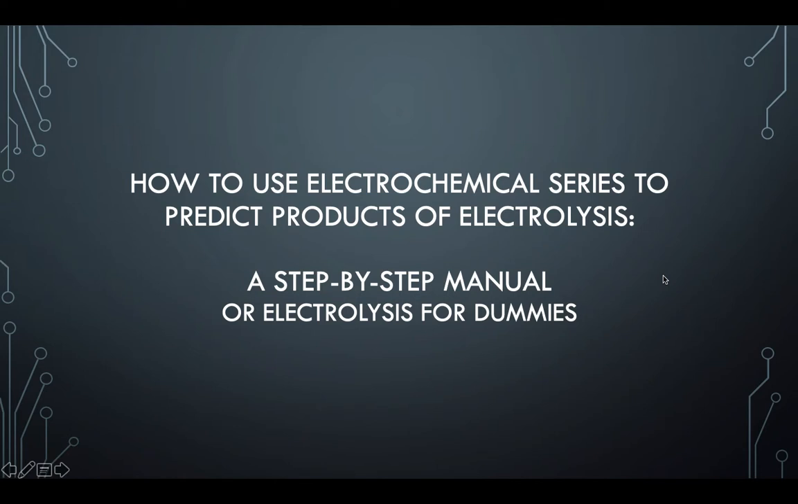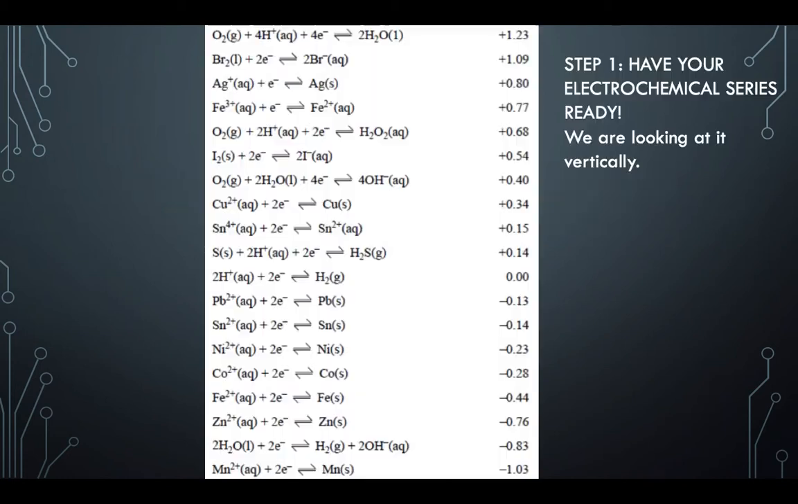Chemistry, Unit 3, Electrolysis for Dummies. So in this session, we will introduce a step-by-step menu as to how to use the electrochemical series to determine the products of electrolysis. Okay. So step 1, you have to have your electrochemical series ready.